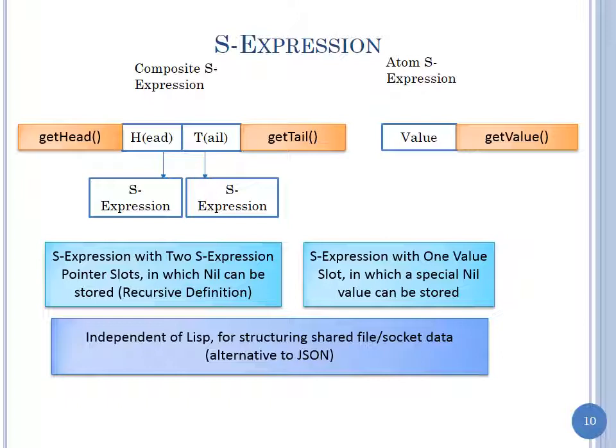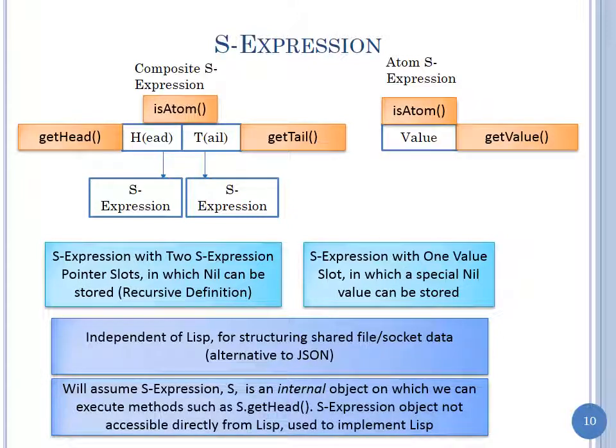So when you have a composite SExpression, get head and get tail make sense. And when you have an atom SExpression, get value makes sense. So I'll use these in the algorithms that I'll talk about later, which mirrors what you have in the implementation. And we'll also have an is atom that will tell us if an SExpression is an atom or not.